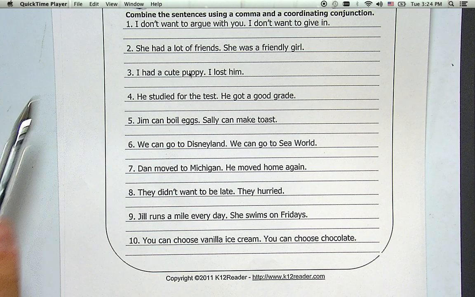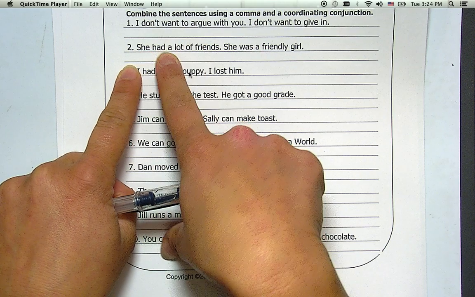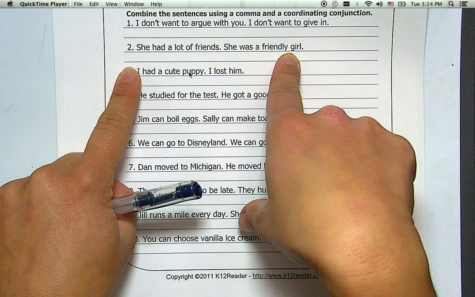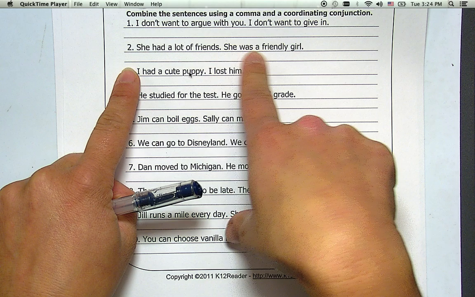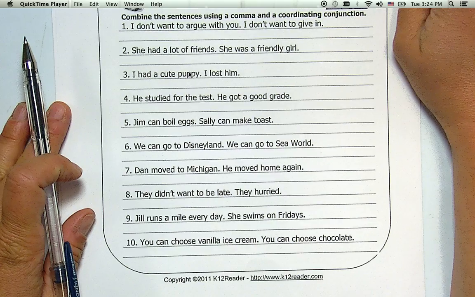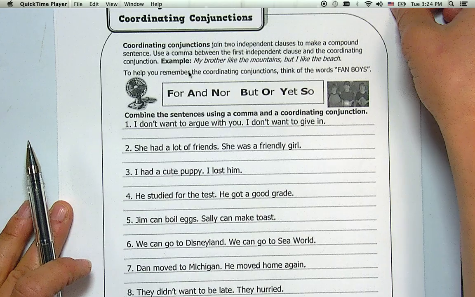Now, when we have subject-verb, for example, she had, plus the rest of the information, a lot of friends. Then we have a new subject-verb. This is a new sentence. That's why there's a period there. When we have a new subject-verb, it's a new sentence unless we have some other kind of grammar to make it into one sentence, to combine these sentences. One piece of grammar that you can use to combine sentences is called coordinating conjunctions.